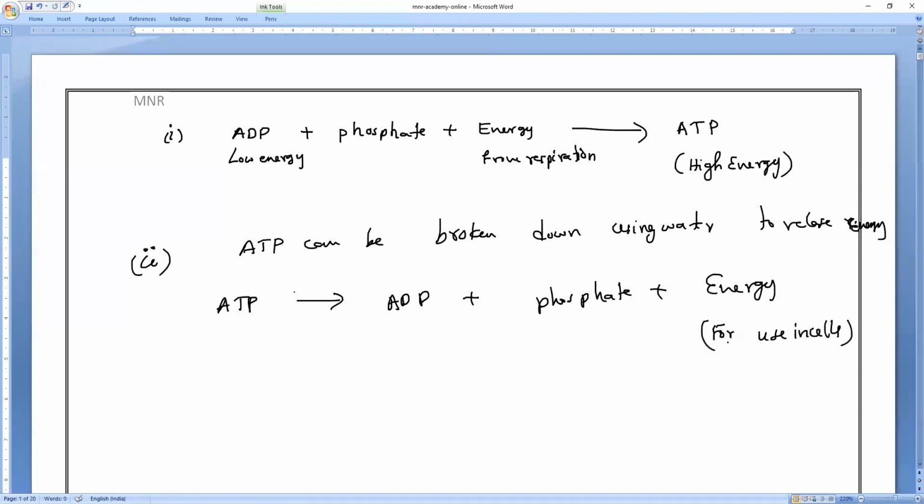So the cells will use this energy. Like I told you, for different purposes of all our metabolic activities, ATP is used by the body cells for every kind of action done by our body, like contraction of muscles, conduction of nerve impulses, synthesis of proteins, and many activities related to the functioning of cells. Most of the metabolic activities are carried out with the help of these ATPs, which release the energy.